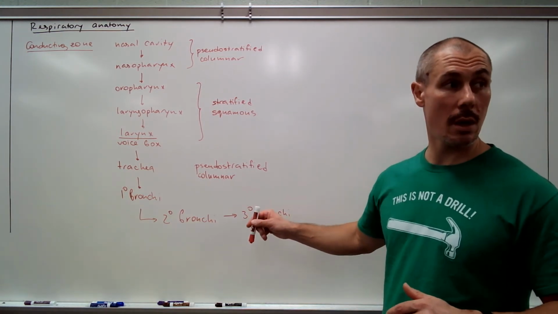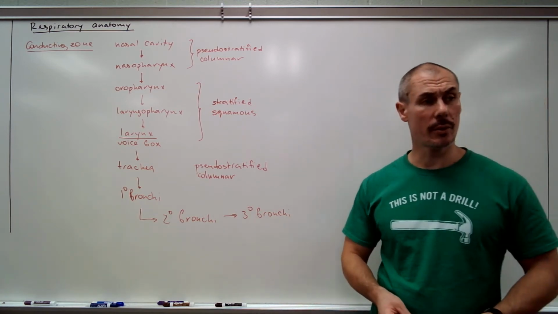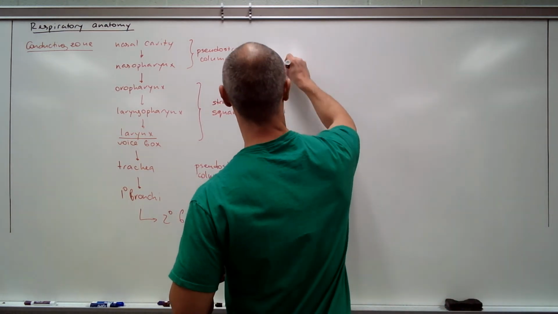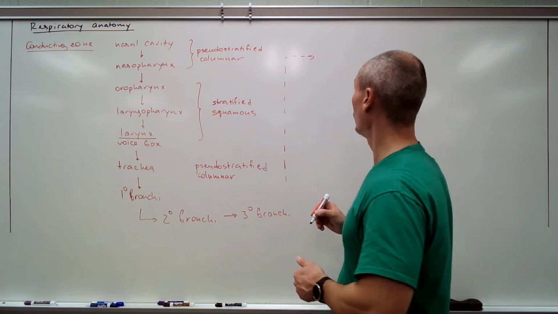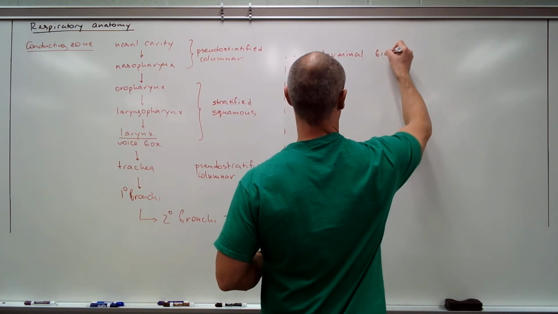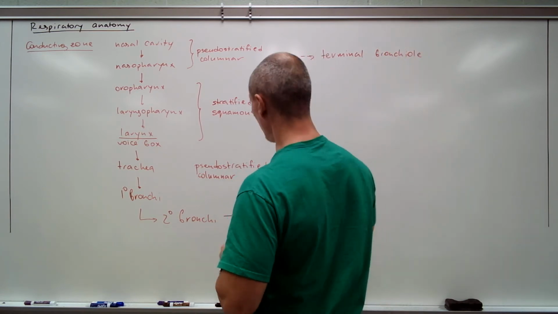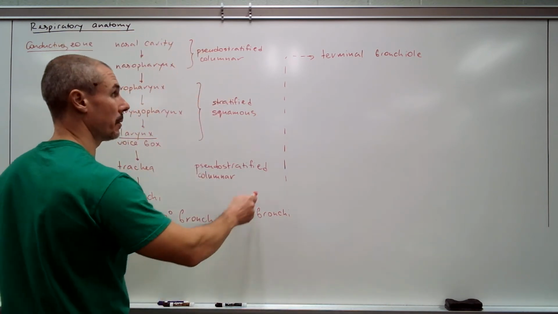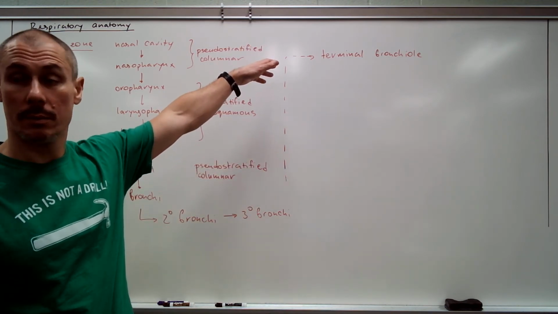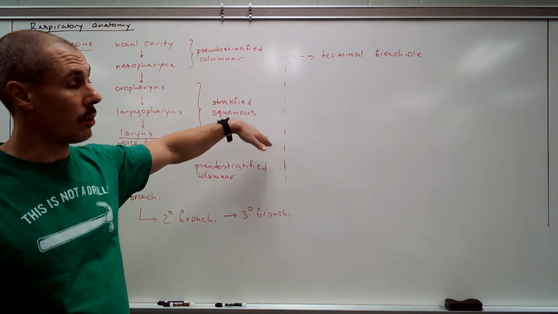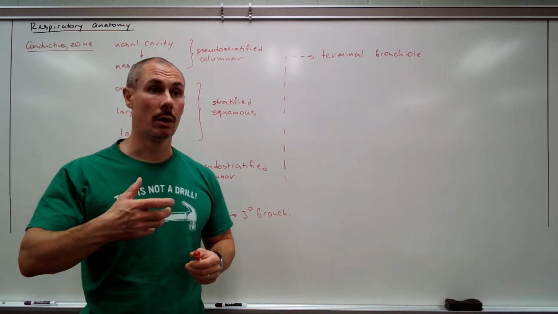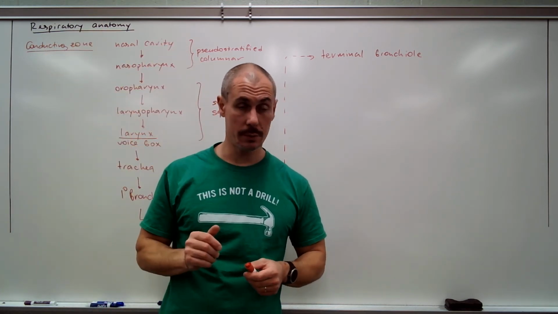So all this branching happens over and over, as far as I remember, up to 23 times branching. Okay. And it ends up with the terminal bronchiole, the last structure of the conducting zone. So all the way up until now, the only role for all these pipes is to conduct the air from the atmosphere down the lungs. Are we clear?